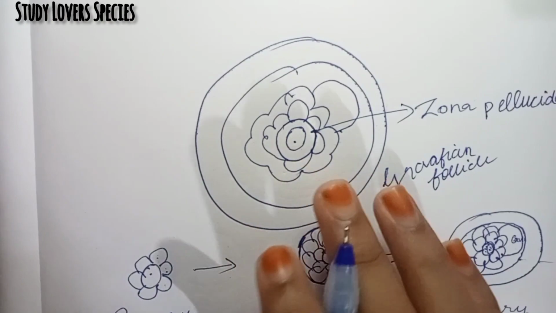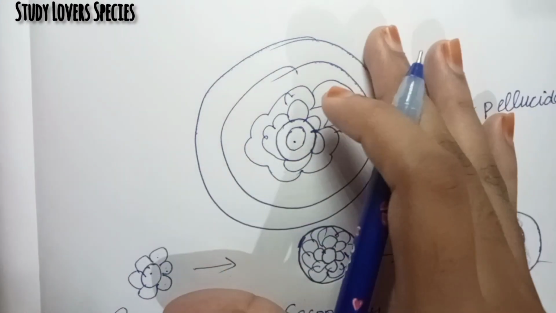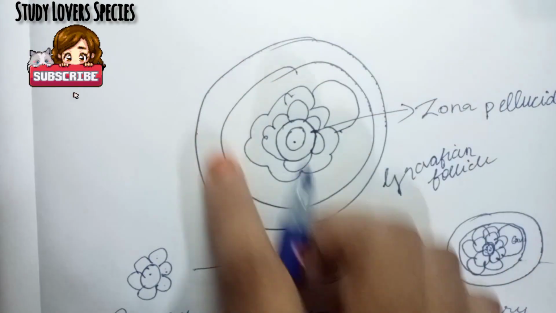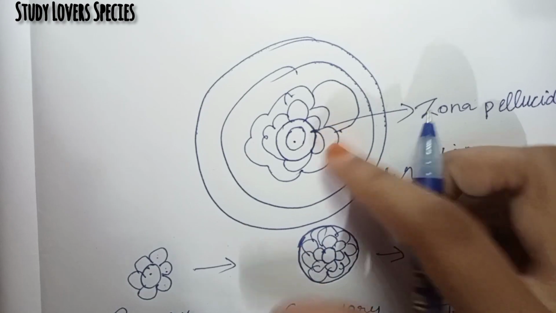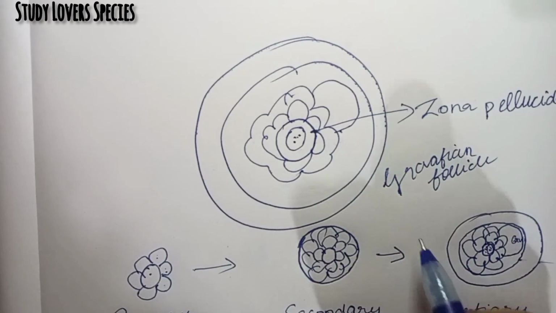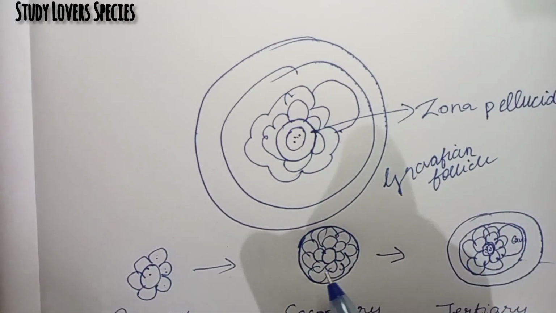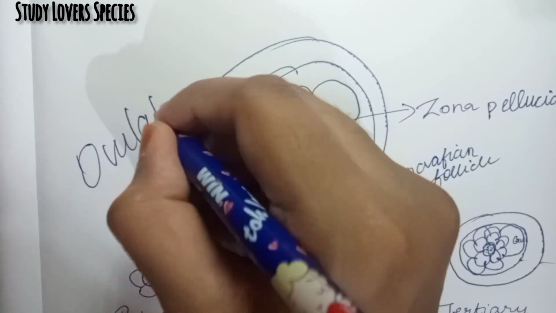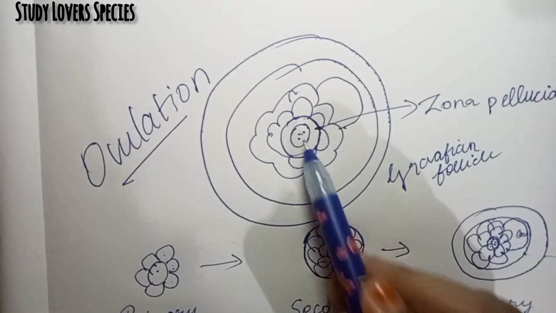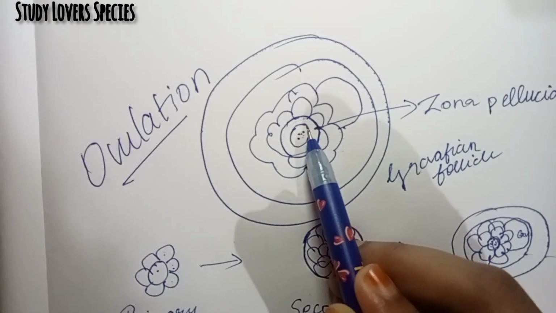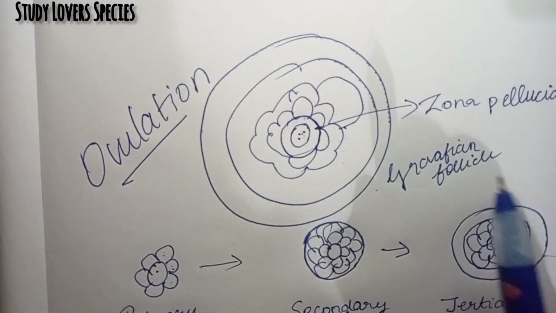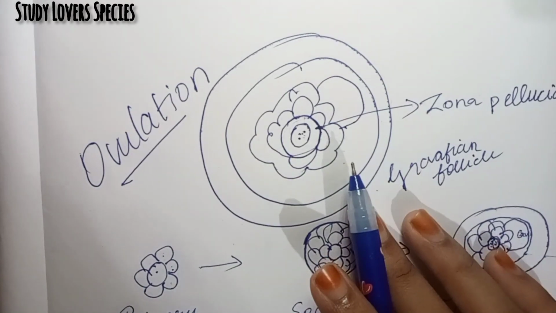Now the Graafian follicle will burst. In the textbook, the word used is rupture. So this Graafian follicle will get burst and the secondary oocyte will come outside the ovary. That process is called ovulation. Understood? Ovulation is the process in which the secondary oocyte comes out through the Graafian follicle and the ovary. It is called ovulation.